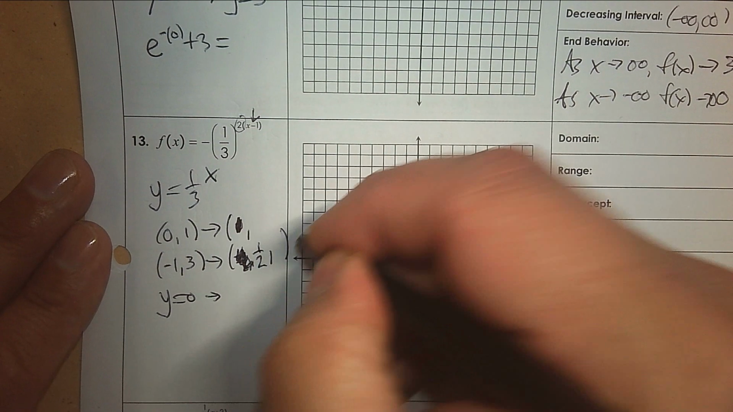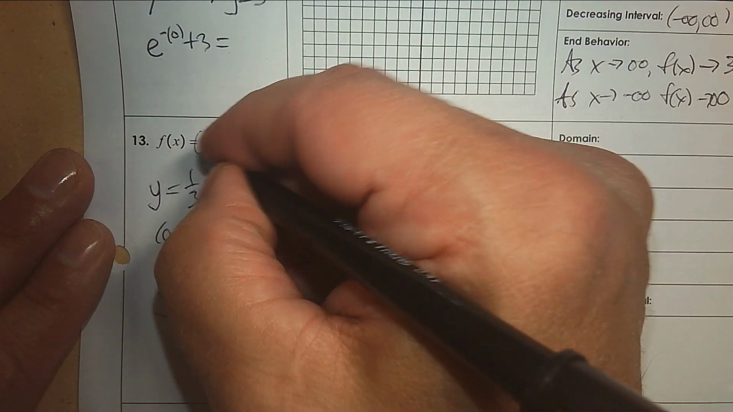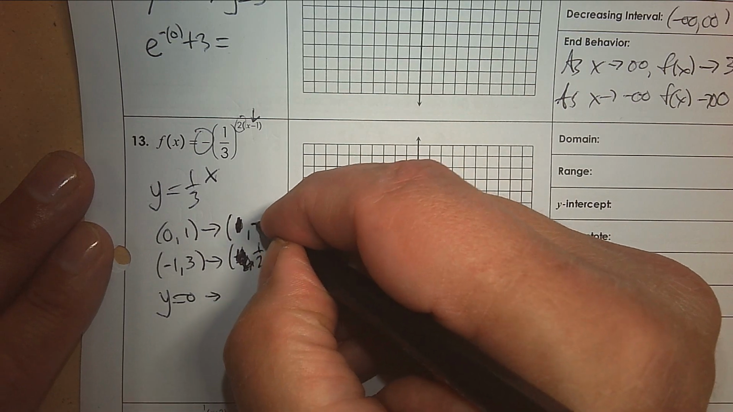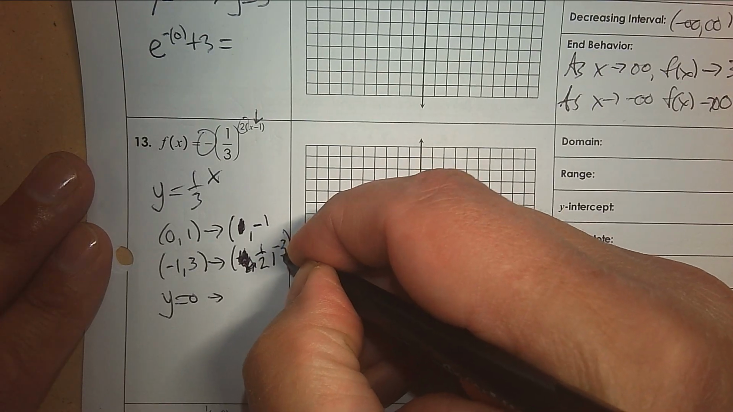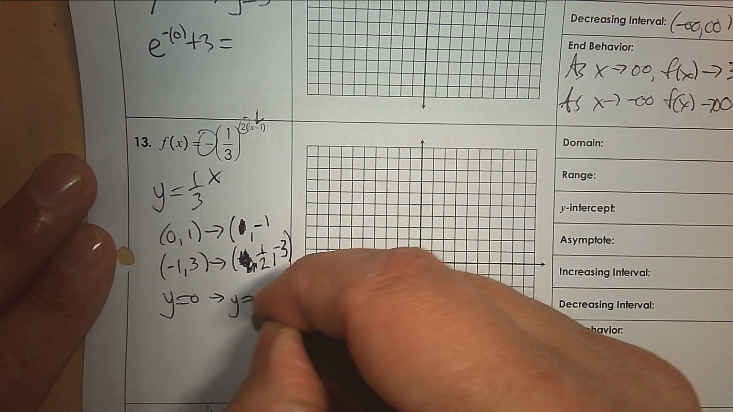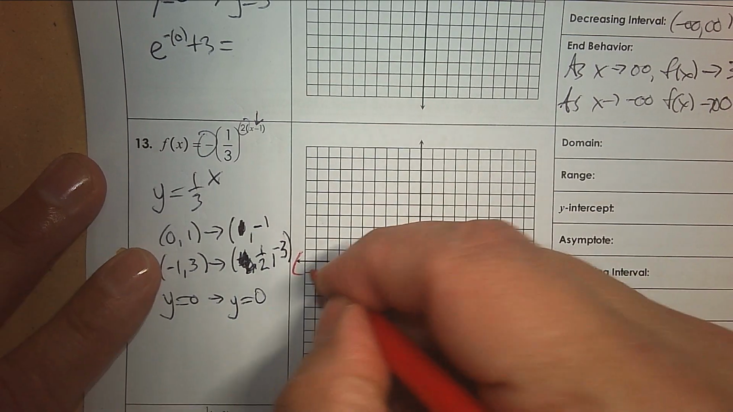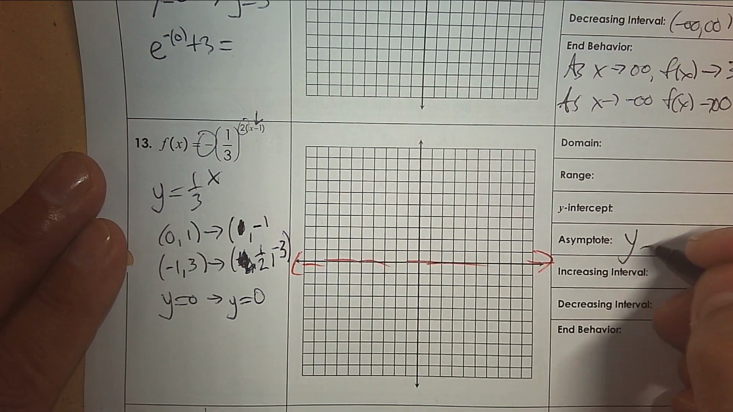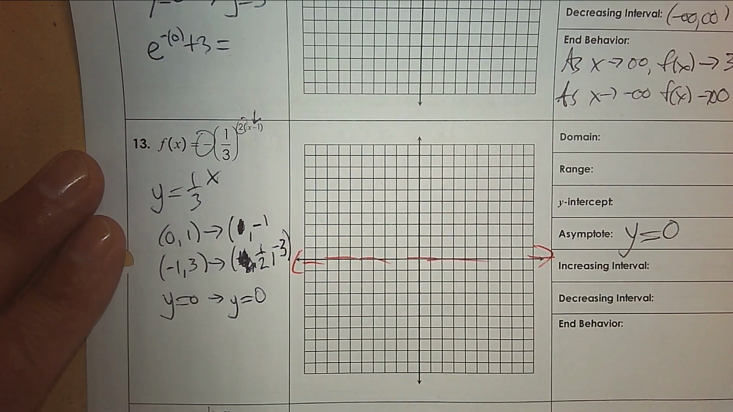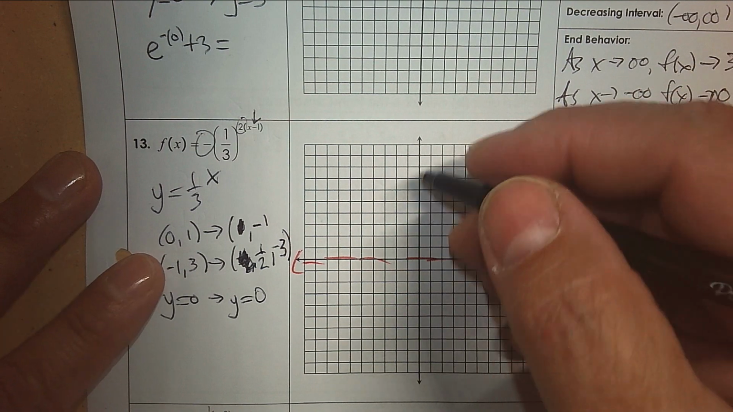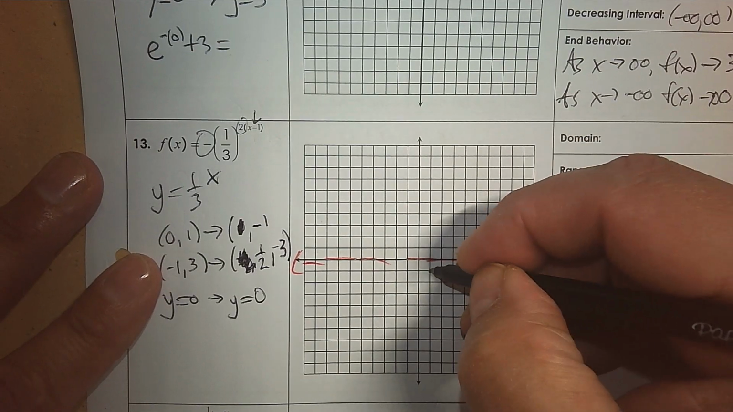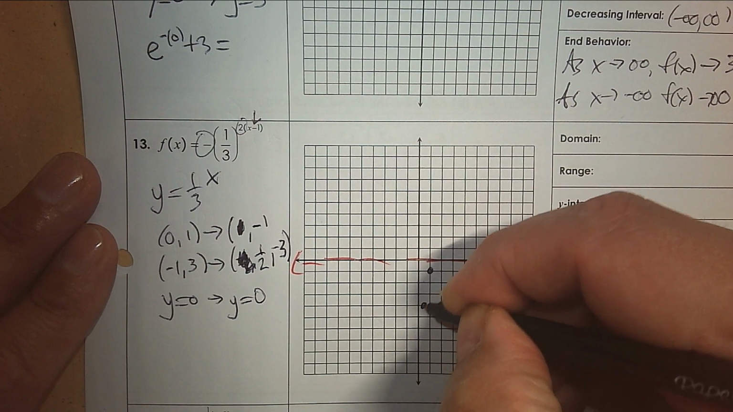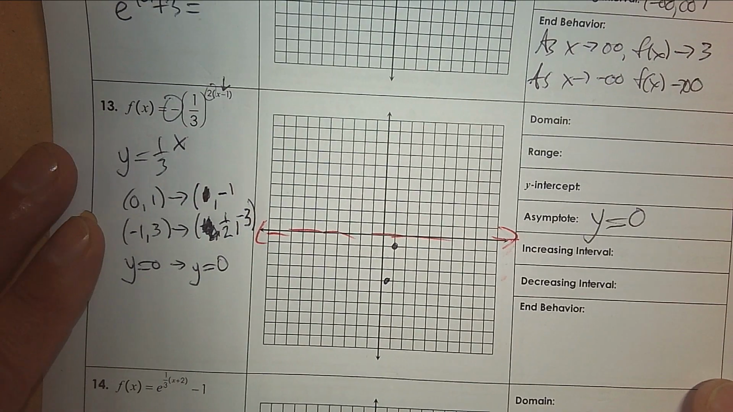Excellent. What's happening to the y's? Just make it negative, right? So it's -1 and -3. Did the asymptote change? So it stayed at 0. So I'm going to go 1, -1. And I'm going to go 1/2 and -3. What do you think this picture looks like with those 2 points?